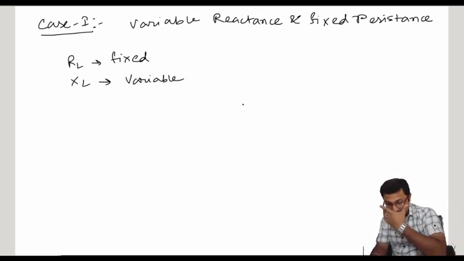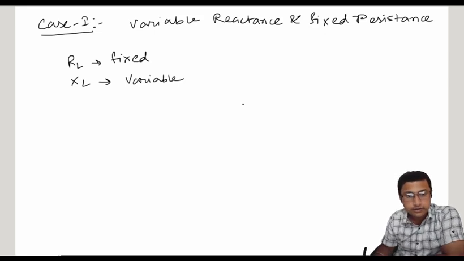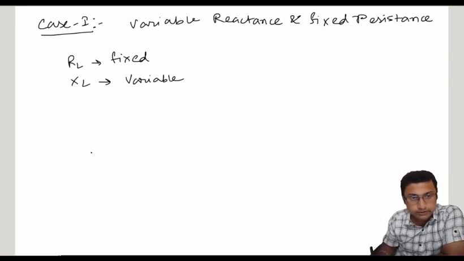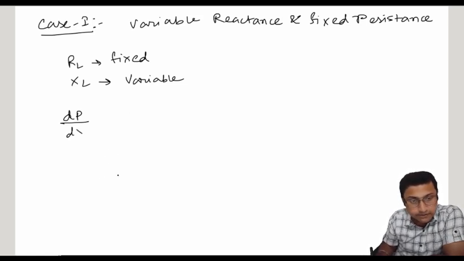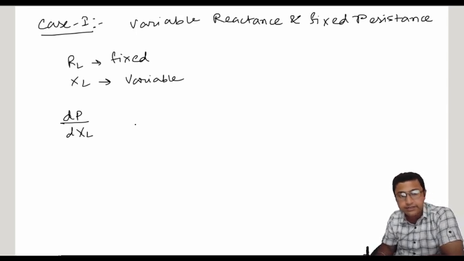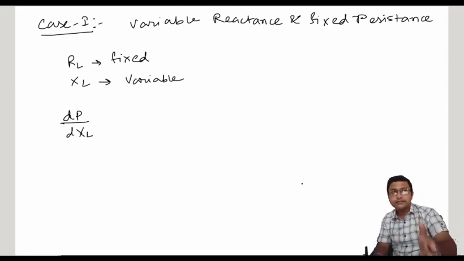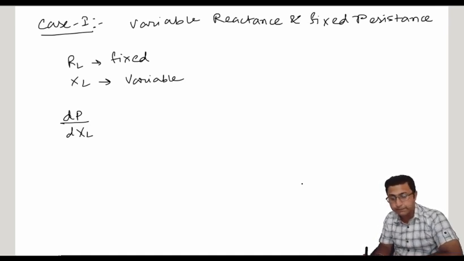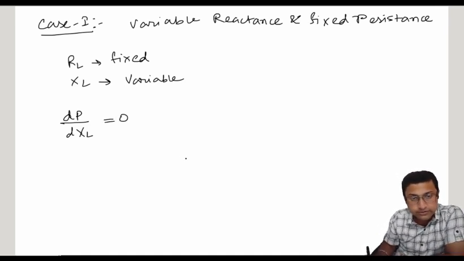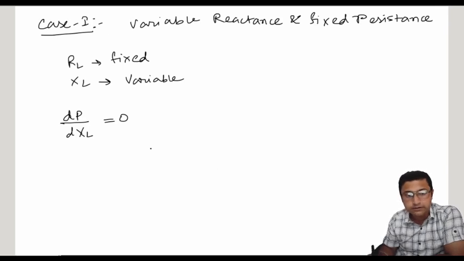Okay, so for the maximum power transfer, to get the maximum value, what can we do? Simply take the derivative of the power with respect to the variable quantity here, XL, that means dP/dXL, because RL is fixed. Now in this case the variable quantity is inductive reactance, that means XL, so dP/dXL equal to 0 to get the maximum power. This is the condition.